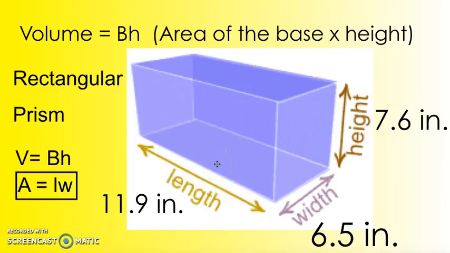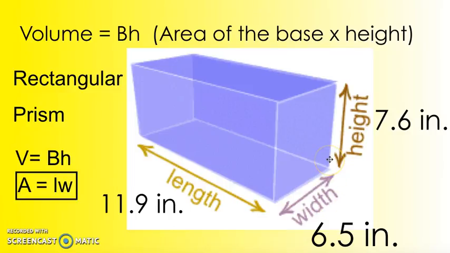Now the base is always the one that is flat and it's across from another one. In a rectangular prism, they're all flat and they're all across from each other, so it really doesn't matter which one you choose. You still will get the same answer. If I choose this bottom rectangle as being my base, that means this top one also is, they're across from each other. Do you notice how they'll never touch? And notice the bottom has a length and a width. The length is 11.9 inches and the width is 6.5 inches.